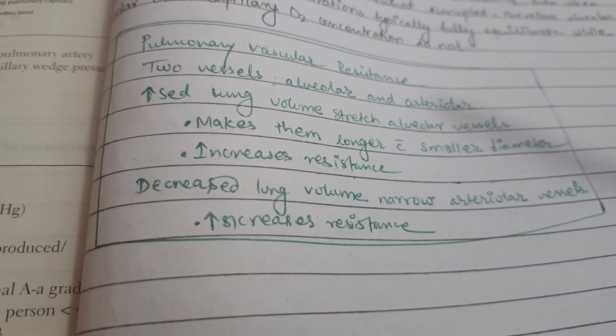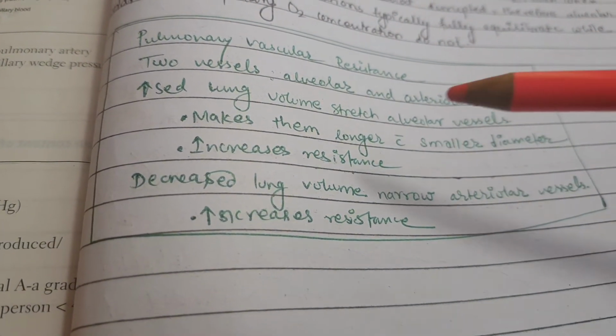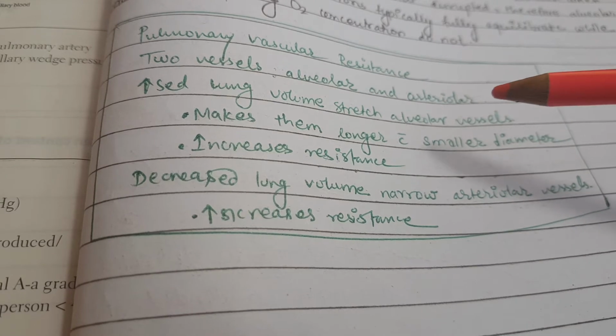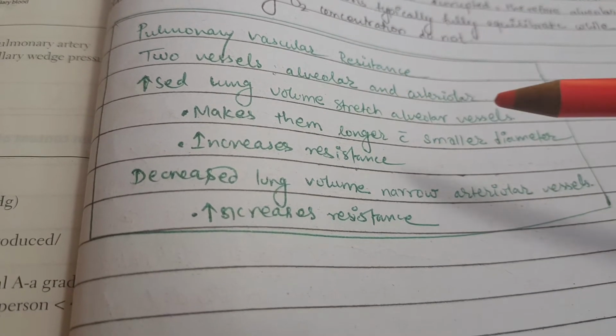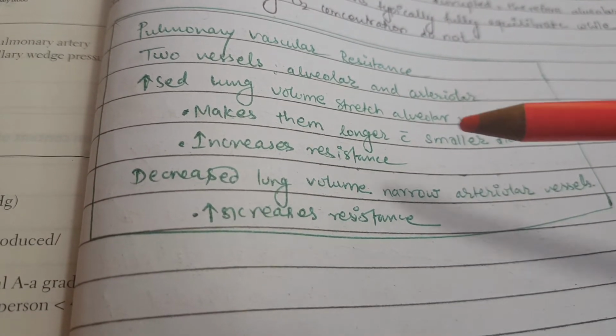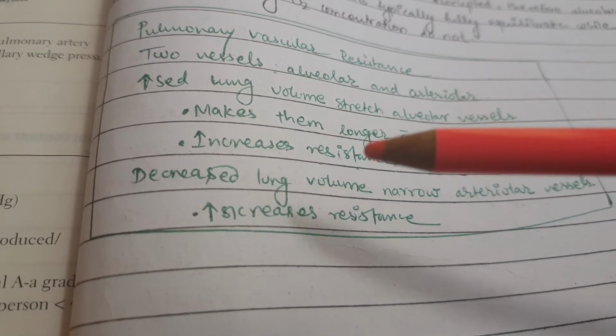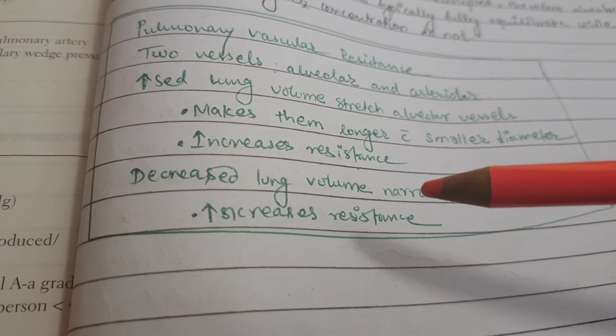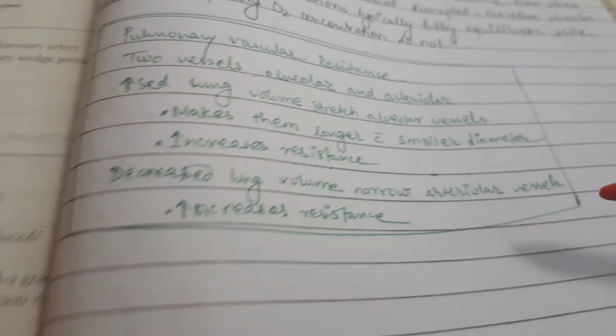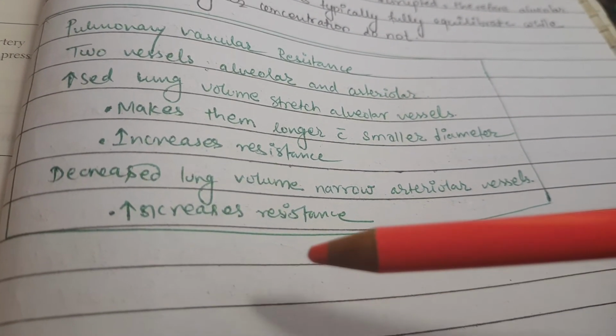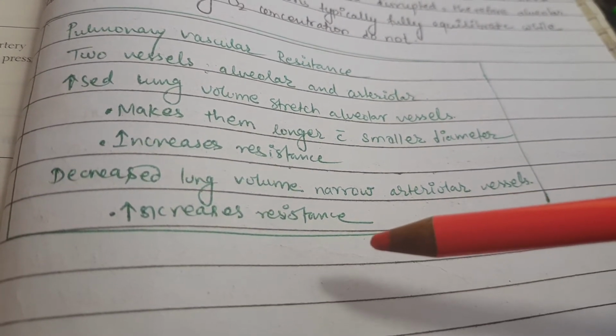One thing that I have added here is pulmonary vascular resistance. There are two vessel types, alveolar and arteriolar. An increase in lung volume stretches the alveolar vessels, making them longer and smaller in diameter, which increases the resistance. A decrease in lung volume narrows the arteriolar vessels, which increases the resistance.